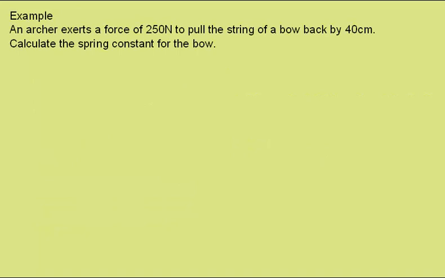Let's look at an example. An archer exerts a force of 250 newtons to pull the string of a bow back by 40 centimetres. Calculate the spring constant for the bow. Well, spring constant k is given by force divided by extension. The force is 250 newtons, the extension 40 centimetres or 0.40 metres, giving a spring constant of 625 newtons per metre.